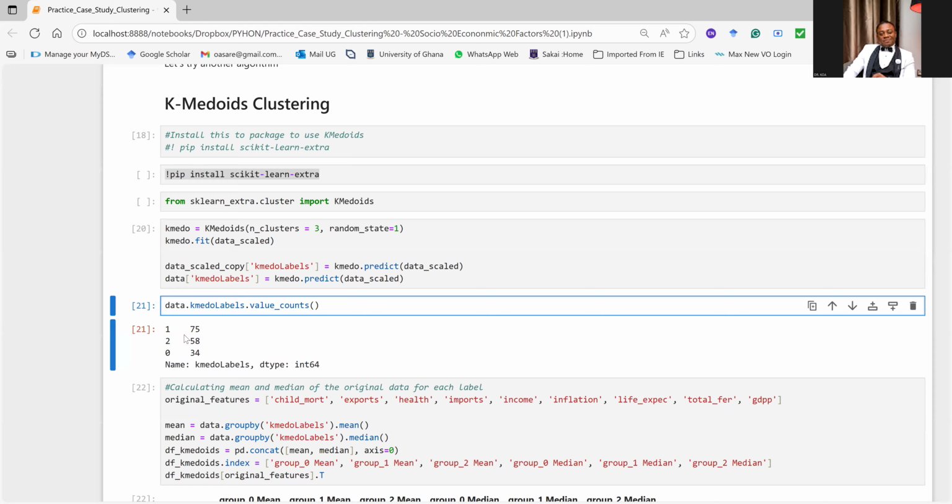It indicates that the members of group 2 are 58, the poor countries are 34, and the average are 75. The numbers are different, but the distribution is the same, isn't it? The numbers are different, but the distribution is the same. Now, the next thing is to calculate the mean.